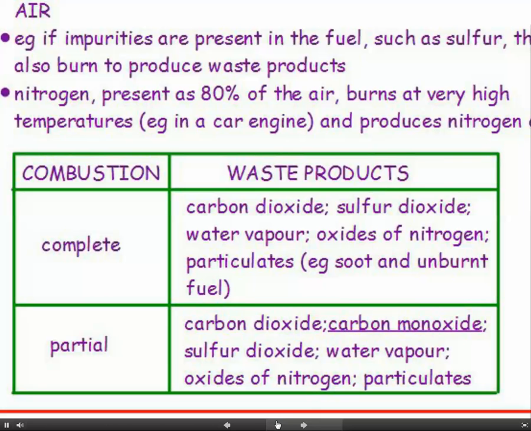Partial combustion, well, we have all of the same products as above, but if there's insufficient oxygen for full complete combustion, then we may get some carbon monoxide produced as well as carbon dioxide.